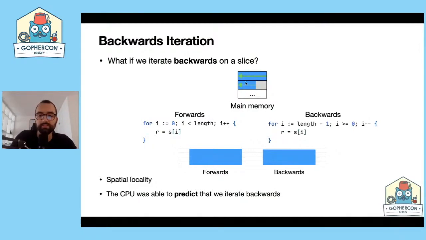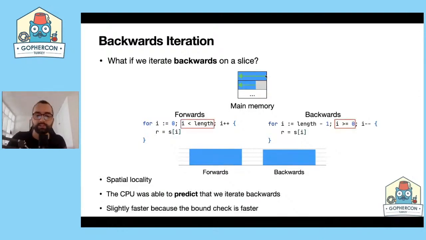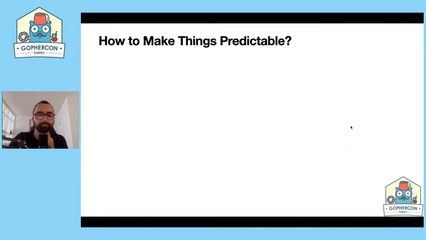Even in this case, he's able to say, okay, I know in this case that I'm going to prefetch this line because I was able to predict that you are going to iterate backward in your application. And something to mention here, it's slightly faster, as you can see, because the bounds check with the backward iteration is slightly faster. Here, we just need to check one single bit.